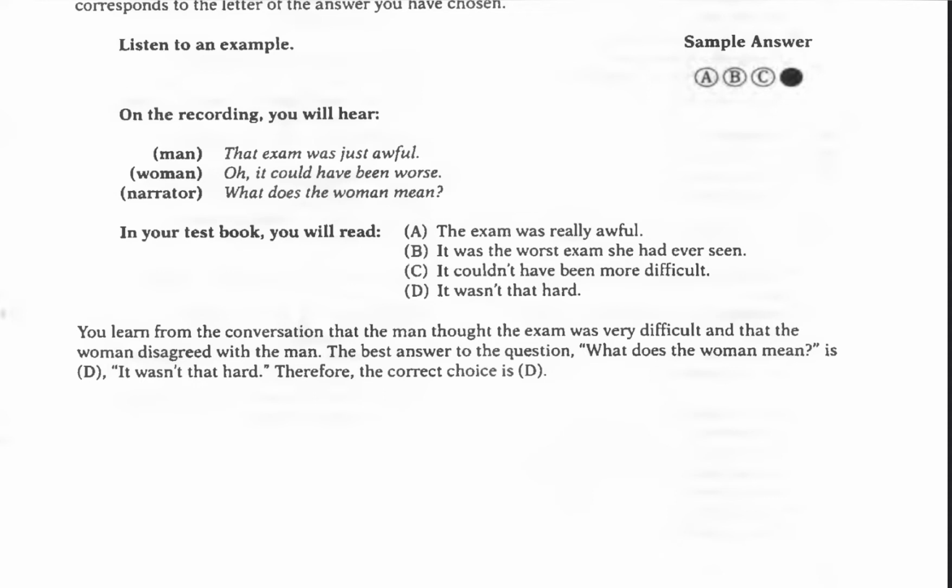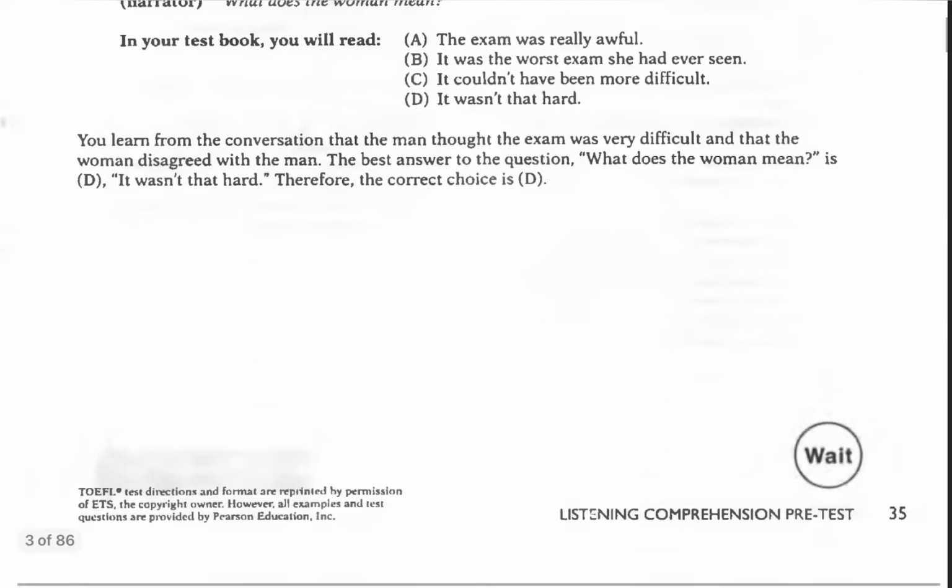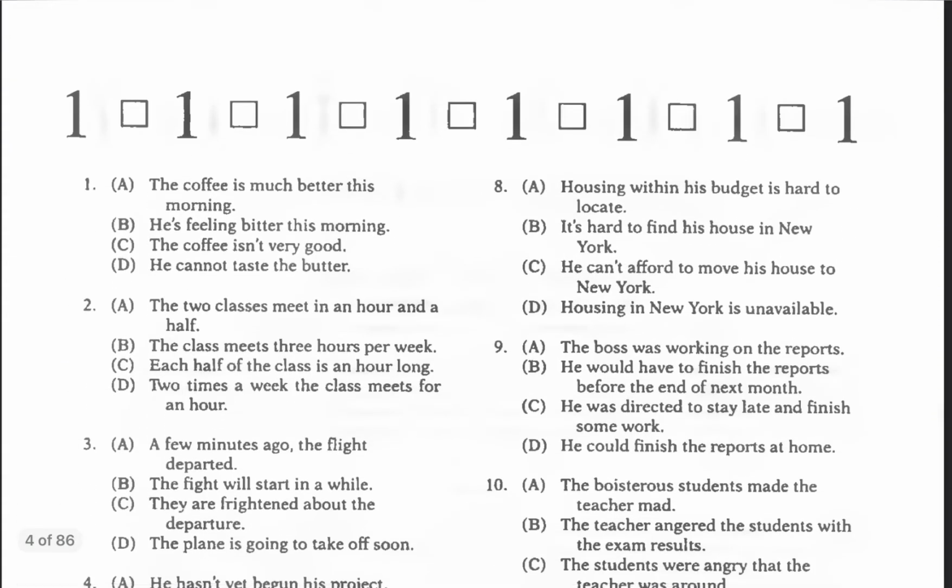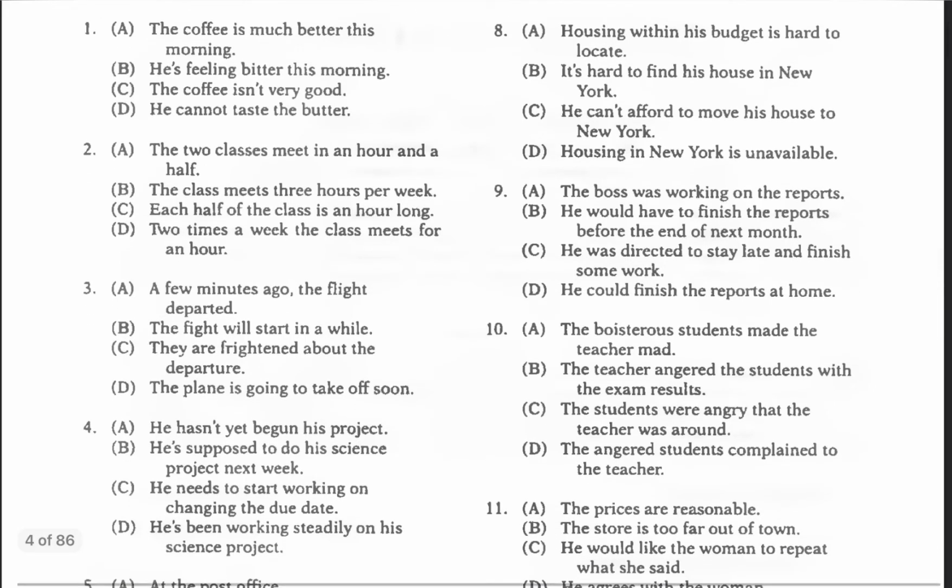You learn from the conversation that the man thought the exam was very difficult and that the woman disagreed with the man. The best answer to the question, "What does the woman mean?" is D. It wasn't that hard. Therefore, the correct choice is D. Go on to the next page. Now, we will begin Part A with the first conversation.